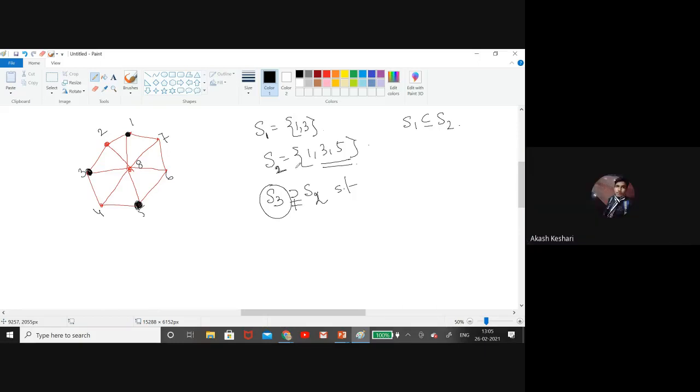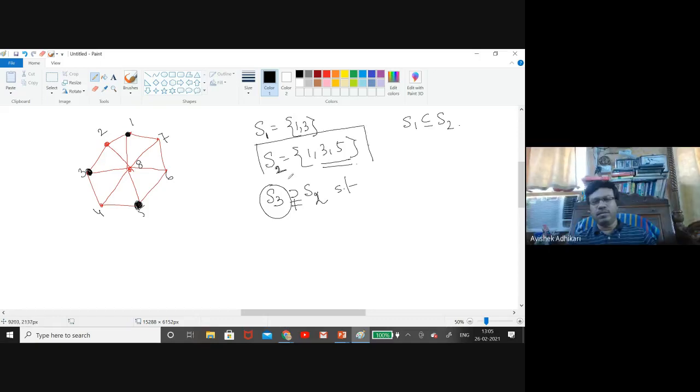Any vertex? No, no, sir. No such sets are there. So this is the maximal independent set. And the maximum cardinality is 3 here.